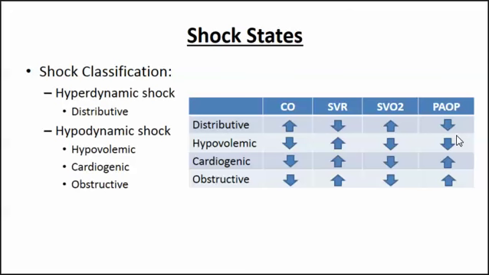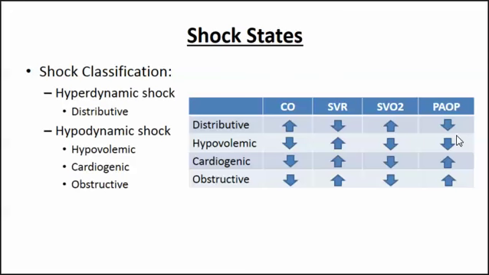The only hyperdynamic is usually distributive. Sometimes people would consider hypovolemic a hyperdynamic state because the heart tries to push out more and more stroke volume but just physically can't, so the overall contractility becomes stronger. So in distributive, your cardiac output is increased, your systemic vascular resistance is decreased. Usually your mixed venous saturation is elevated because blood doesn't get to your distal cells, and your wedge pressure is usually decreased.